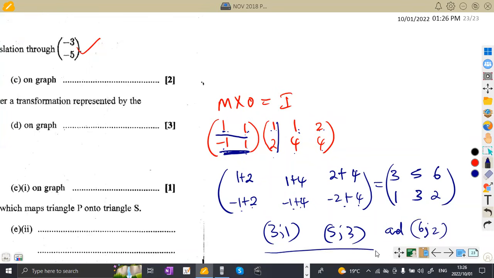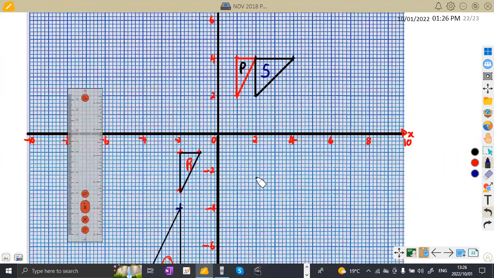So with these coordinates, you mark them, then you can draw the graph. Okay, so let us mark our points. Say the first one is 3, 1. That is 3 here between 2 and 4. So 3 versus 1 somewhere here.